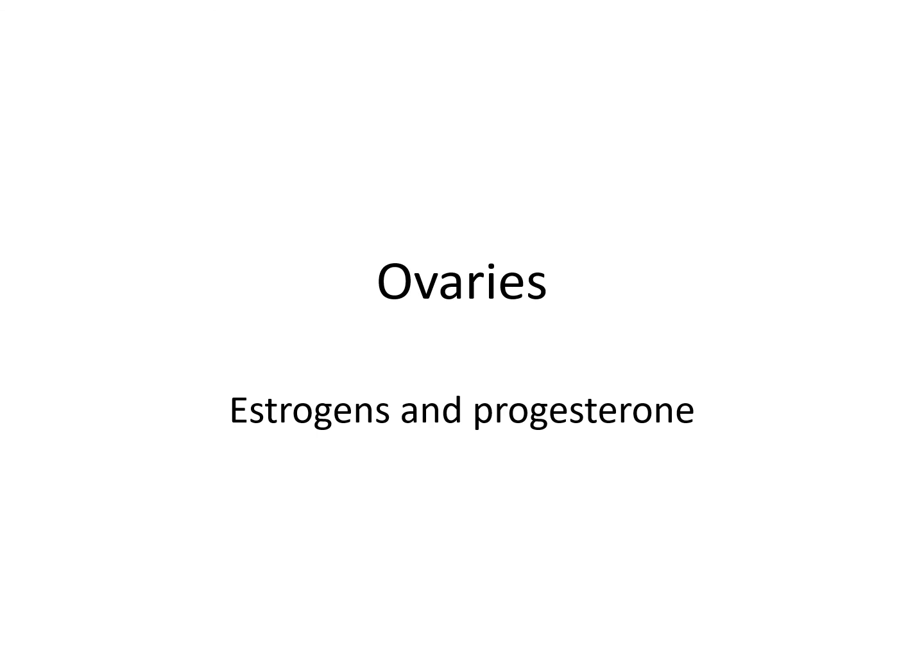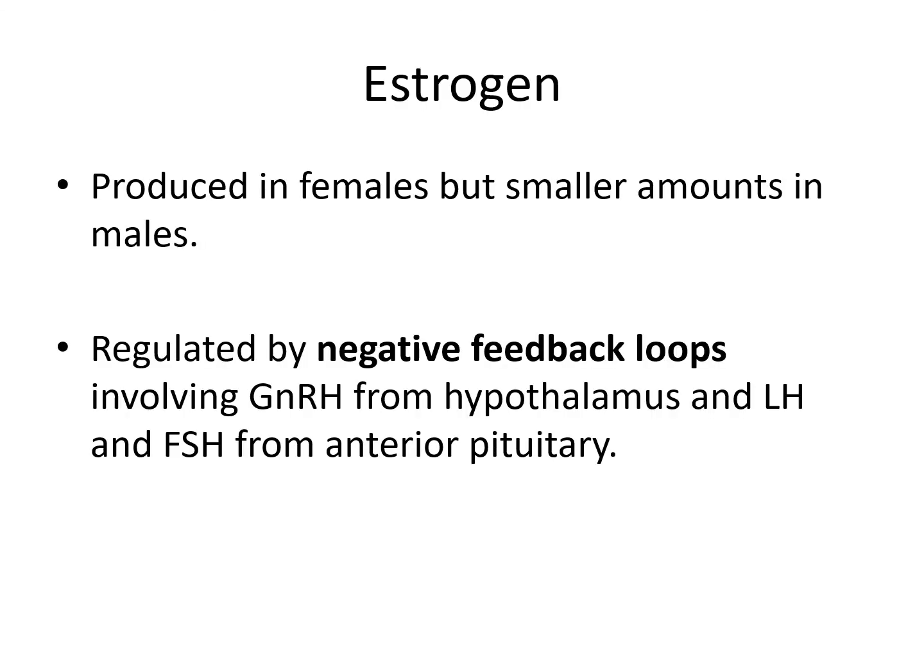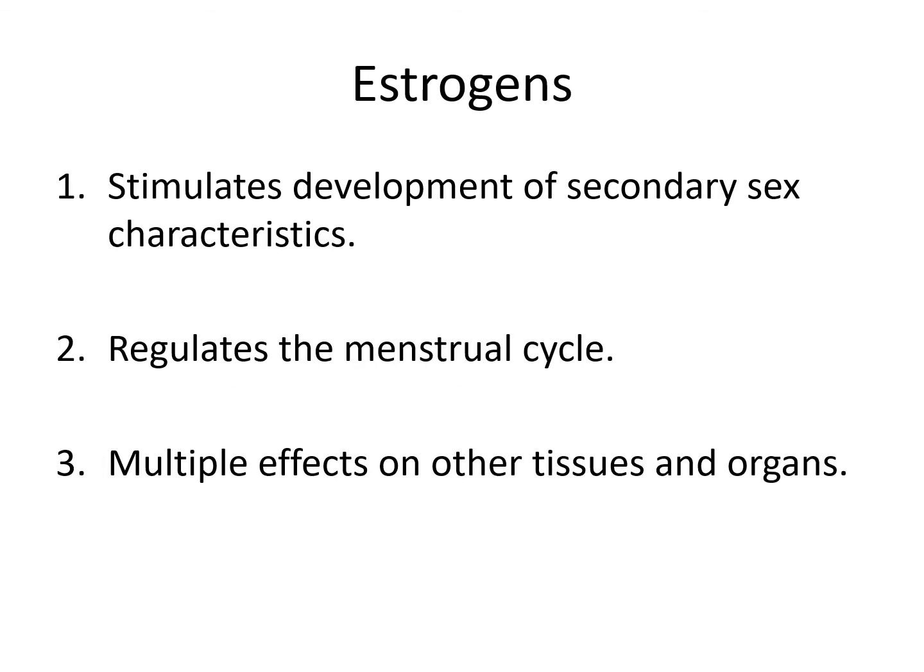The ovaries produce estrogens and progesterone. Okay. Again, it's primarily produced in females with smaller amounts in males. Again, as we mentioned before, it's regulated by negative feedback loops involving gonadotropin releasing hormone from the hypothalamus and LH and FSH from the anterior pituitary, just like in the male. It stimulates development of secondary sex characteristics in the female. It will regulate the menstrual cycle of reproductively mature females, and also has multiple effects on other tissues and organs.